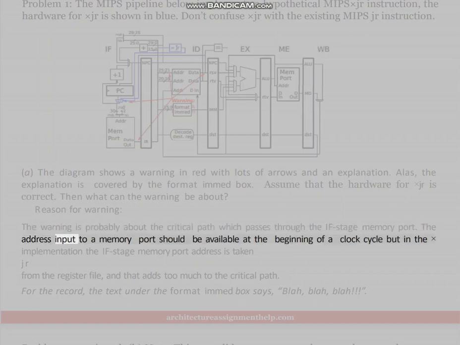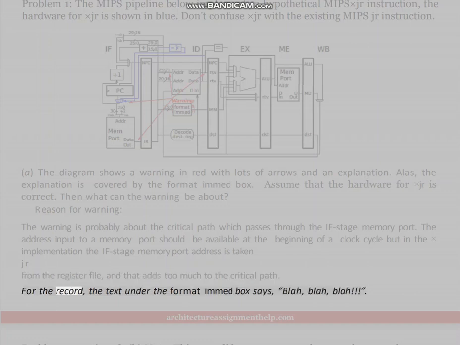The address input to a memory port should be available at the beginning of a clock cycle, but in the xJR implementation the IF stage memory port address is taken from the register file, and that adds too much to the critical path. For the record, the text under the format IMD box says, blah blah blah.